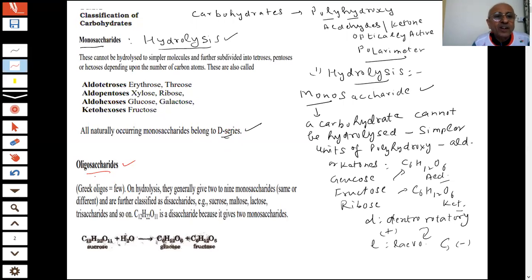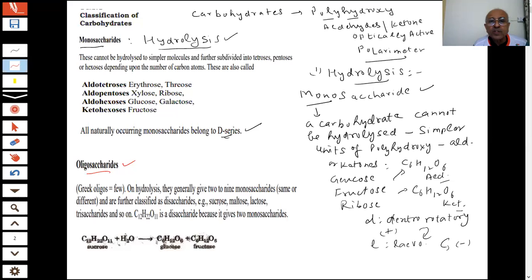Next, we are saying oligosaccharides. What are oligosaccharides, students? Oligosaccharides generally give 2 to 9 monosaccharides on hydrolysis. That means they contain more than one monosaccharide molecule. There are so many such compounds which on hydrolysis will give more than one monosaccharide, and they can be the same or different.